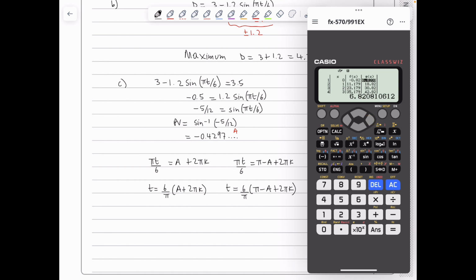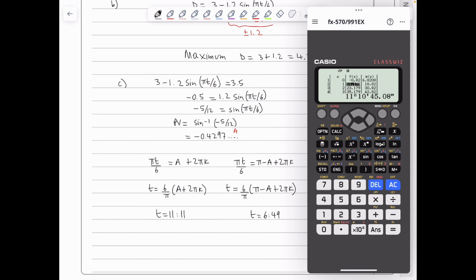6.8208, and if I press the button above the E and G, this will convert this into hours and minutes and seconds. So this is 6 hours, 49 minutes, 14 seconds, and so on. So I see that t is 6 hours 49, and if I go to the left and down, the 11.179 into hours and minutes is 11 hours 10 minutes 45 seconds. So to the nearest minute is 11 hours and 11 minutes.